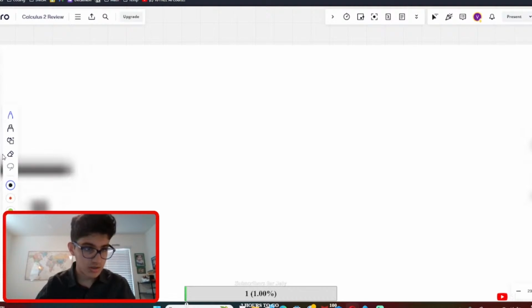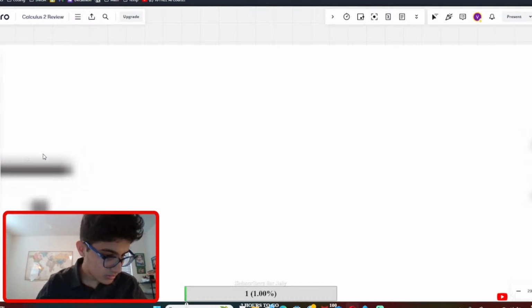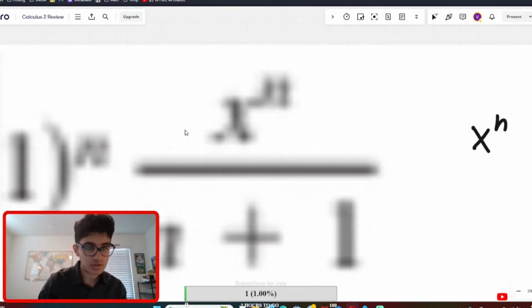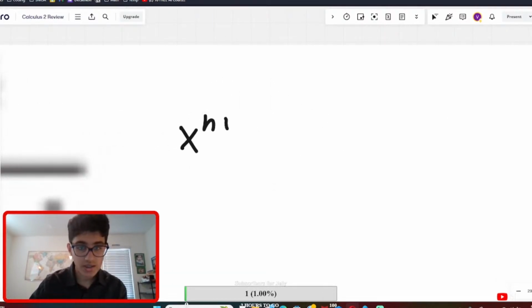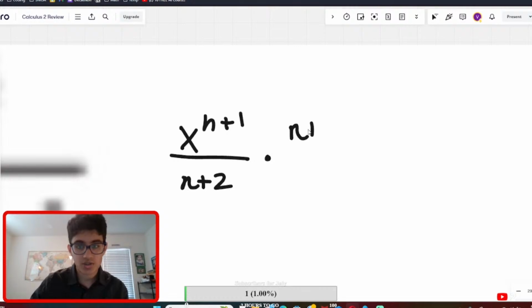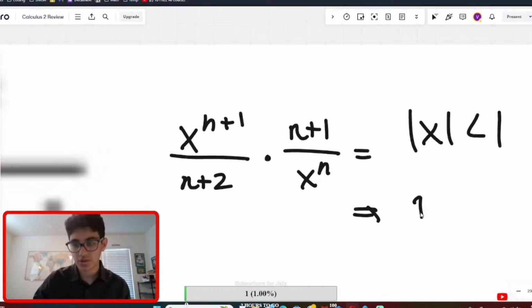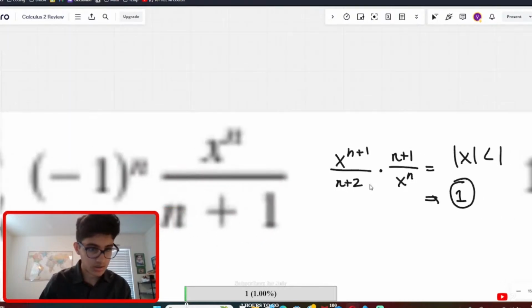One sec. Okay, so what do we have? We have x to the n over n plus 1. So it's x to the n plus 1 over n plus 2 divided by, meaning we multiply it by n plus 1 over x to the n, which becomes x over... and you're taking the limit as n goes to infinity. So you just have x. So that means that the absolute value of x is less than 1, which means the radius of convergence is just 1. So first answer is going to be 1.